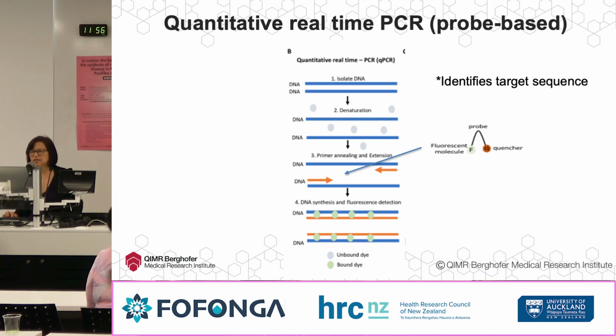There's another modification of this to make it more sensitive, not just using your forward or reverse primer. This is also adding a probe. This probe identifies your target sequence, and it's usually a long sequence put here in the middle. And again, this is detected by fluorescence detection, and you also get those amplification curves.